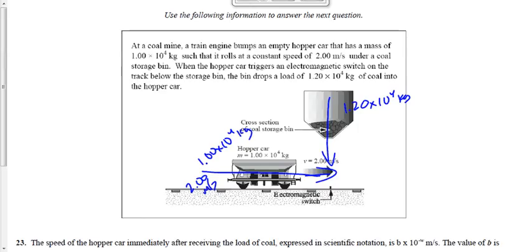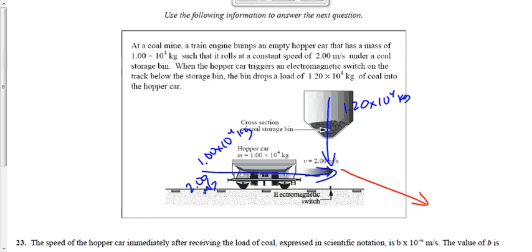Now, what happens when this coal hits the hopper car? This is a two-dimensional collision, right? The coal and the hopper car should go down this way, right? But there's a problem with that. The hopper car is on a track, and the track is on the earth. So in reality, although we would theoretically suggest that the coal would push the hopper car down and to the right, does it really go down and to the right?